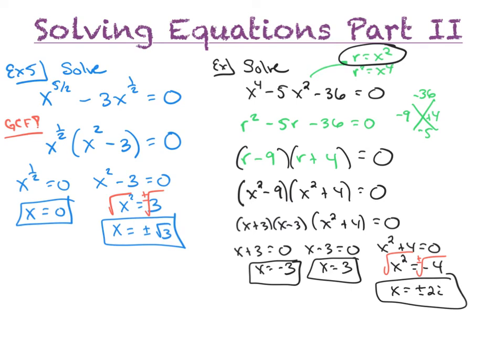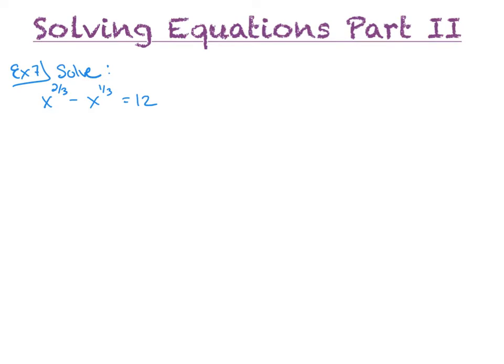Okay, let's do a few more. So for our seventh example, let's solve x to the 2/3 minus x to the 1/3 equals 12. Okay, the first thing I'm going to do is get 0 on one side, and I'm going to subtract 12 from both sides. So x to the 2/3 minus x to the 1/3 minus 12 equals 0. And very similar to the previous problem, I'm going to do a substitution because I noticed that 2/3 is double 1/3, and there are no x's with exponents on the last term. So the substitution I'm going to make is r equals x to the 1/3.